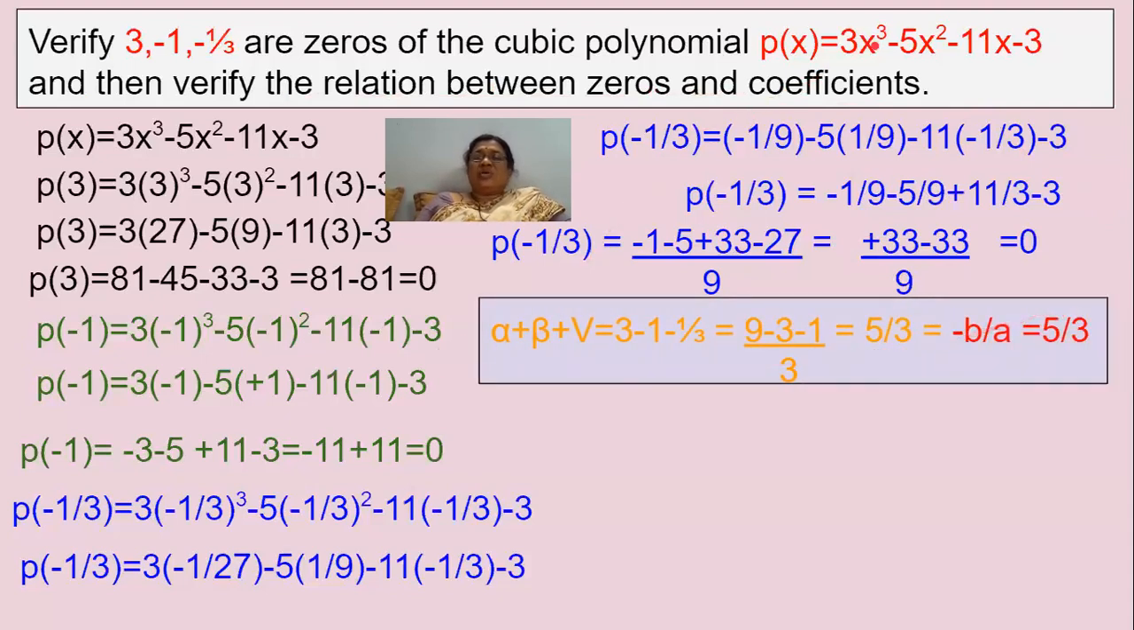So this is a cubic polynomial, no? So the degree of this polynomial is 3. Definitely you will be having 3 roots. If it is a quadratic polynomial, you'll get 2 roots. This is a cubic polynomial. You'll be having 3 roots, that is alpha, beta and gamma. So this is the sum of the zeros, alpha plus beta plus gamma. Alpha is 3, beta is minus 1, gamma is minus 1 by 3.